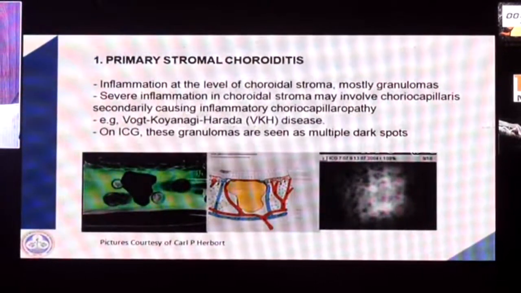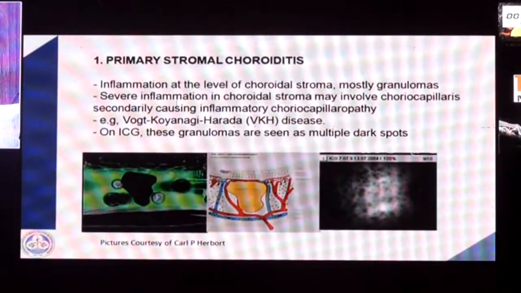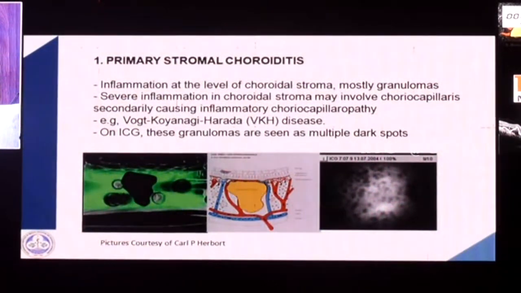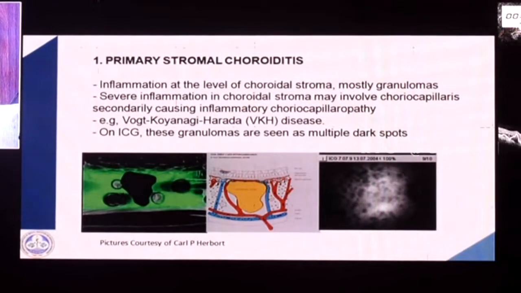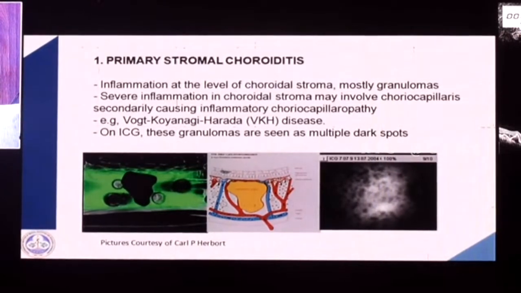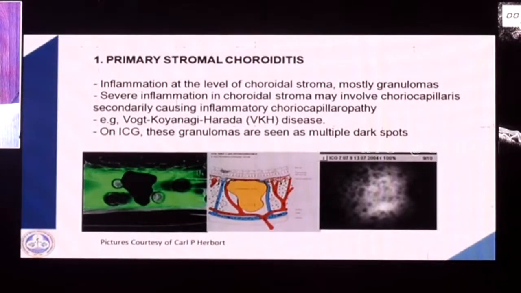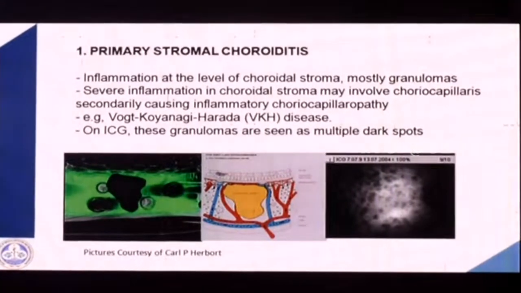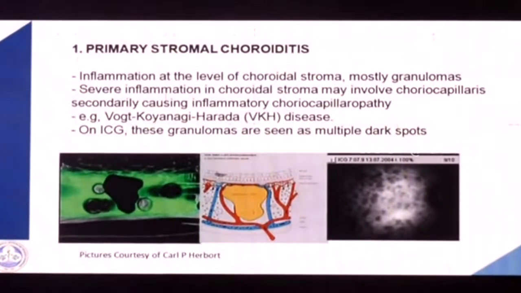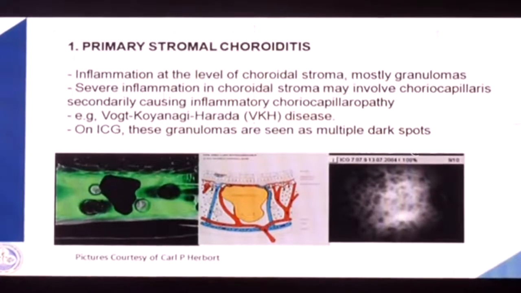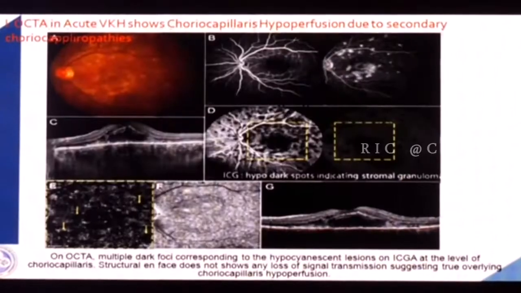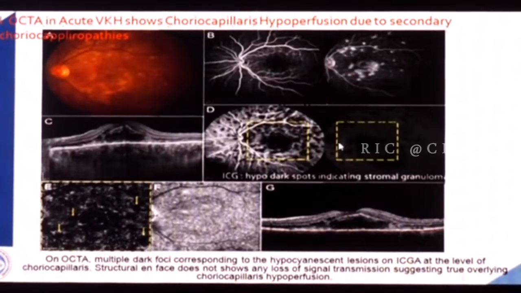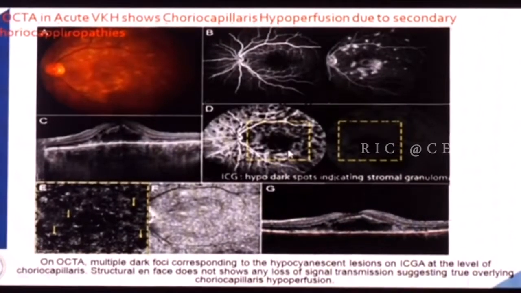So if you are seeing these round spots like this, think of this as not primary choriocapillary ischemia. These are not really areas of flow void. They are because the choriocapillaries are getting compressed because of the granulomas in the stroma. So why you want to know about these? Because you want to take care of these granulomas very fast.